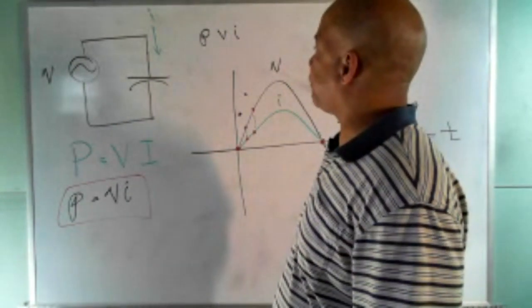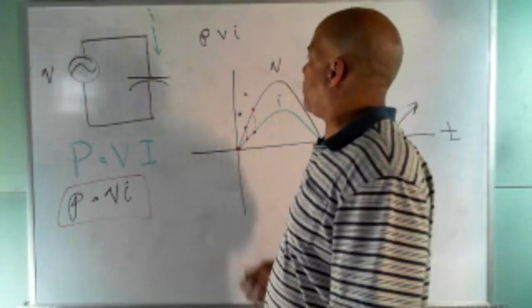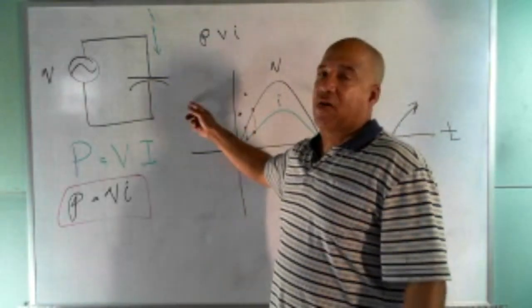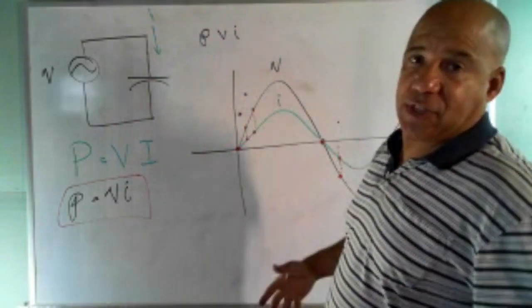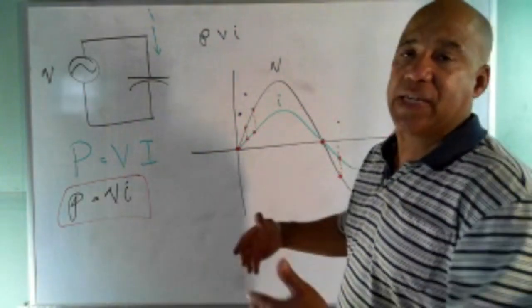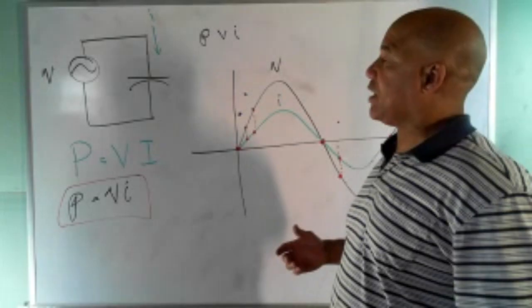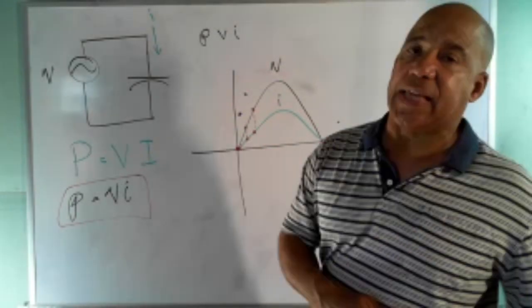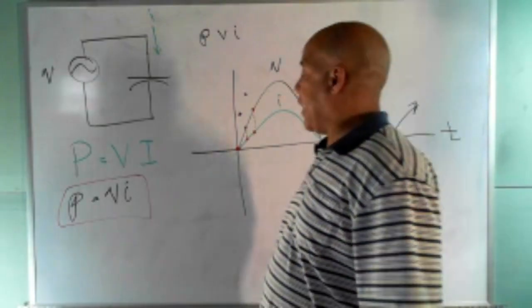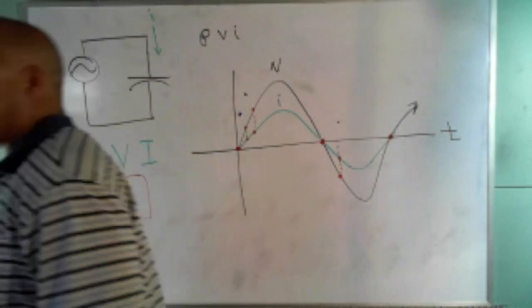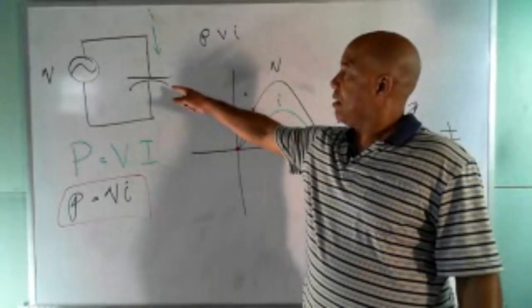So how does this behave? Now notice I don't have those little arrows here representing heat, because an ideal capacitor cannot dissipate power. It cannot take energy and change it to heat. All it can do is store the energy and then give the energy back to the system, give the energy back to the generator. And so I want to draw the curves for a capacitor.